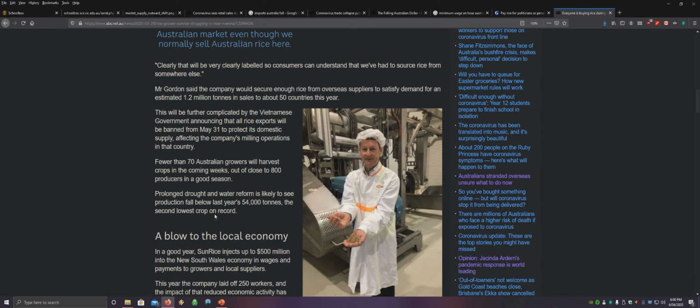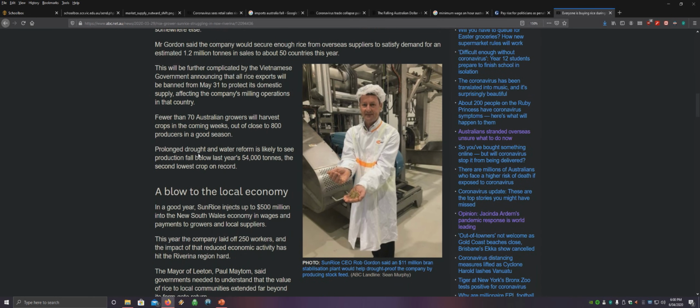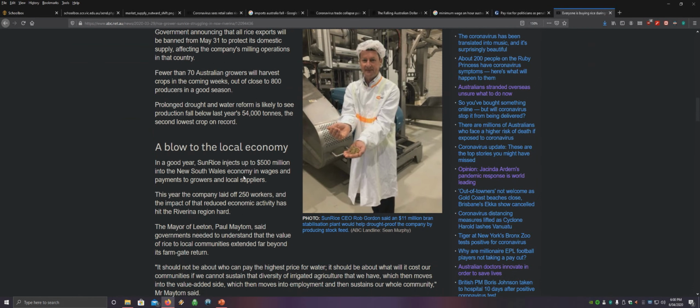So it's a significant reduction in the amount of growers. Prolonged drought and water reform is likely to see production fall from last year's 54,000 tonnes, the second lowest crop on record. So you can see here that drought, a climatic condition, has severely impacted rice, and also water reform, a form of government intervention, which has forced producers to reduce their output.